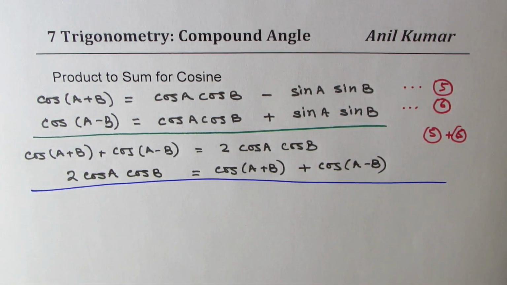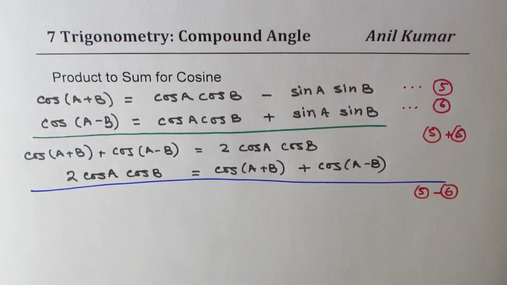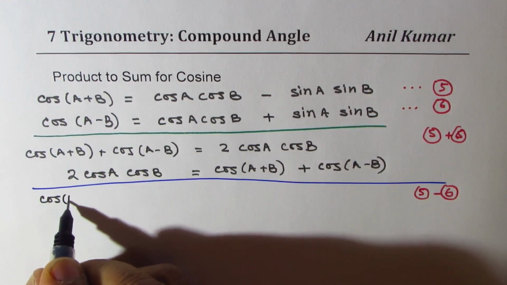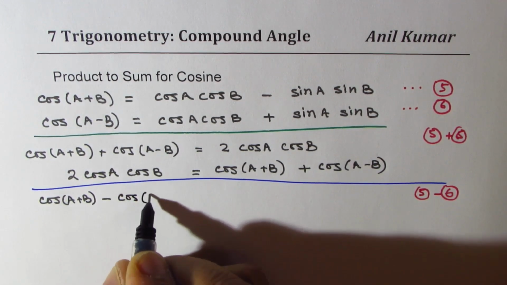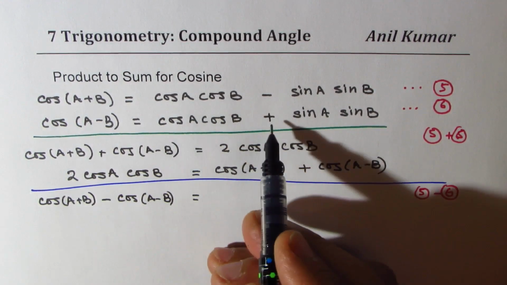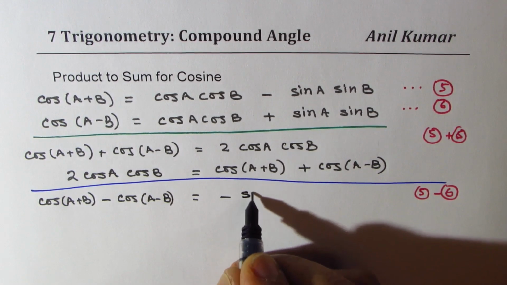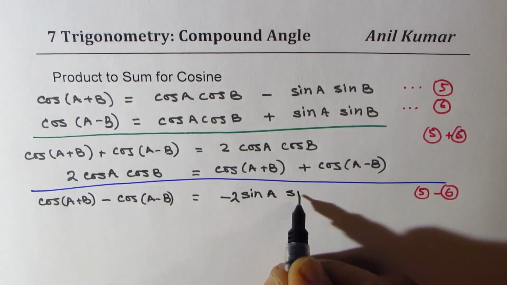Now, we could also find the difference, just as we did in our previous exercise. If I do equation 5 minus equation 6, what do I get? I get cos(a+b) minus cos(a-b) equals... The first two terms cancel and I get the negative of these two. So negative of twice sine a sine b.